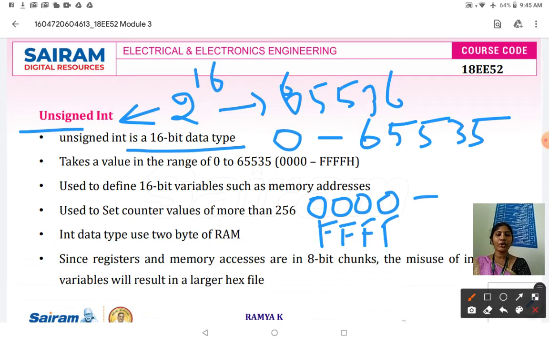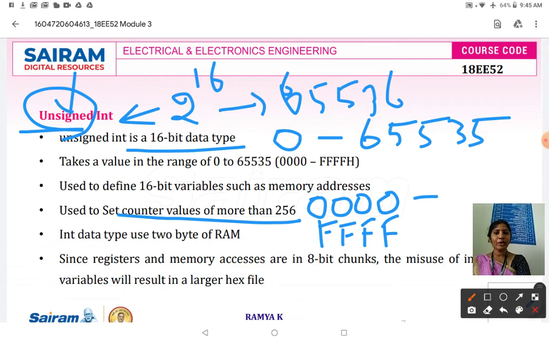So wherever we want to represent a number between 0000 and FFFF, we can go for this unsigned integer, and it is mainly used for defining a 16-bit variable such as a memory address. If you want to refer to any memory address, we will use this unsigned integer data type, and it is also used for counter values. In case I want a counter value of more than 256, we will go for initializing the variable with the unsigned keyword, unsigned int.